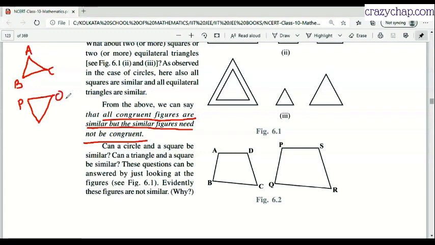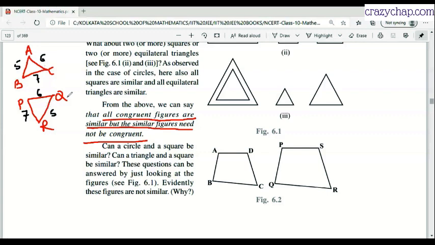On the screen you can see triangle ABC and triangle PQR. If I give the information, the sides are 5, 6, and 7, and here the sides are 5, 6, and 7. So these two triangles are exactly the same in terms of sides. The only difference is that they have different names. So we say that these two triangles are congruent. I'm not going into details of congruency.